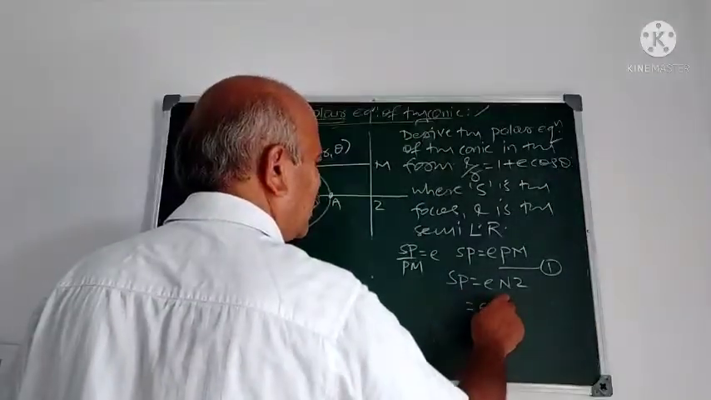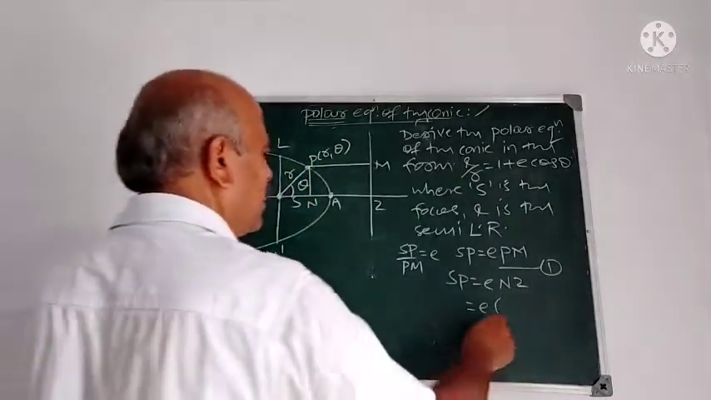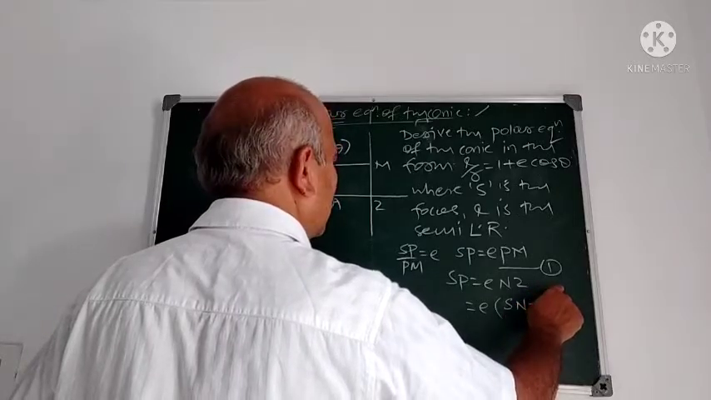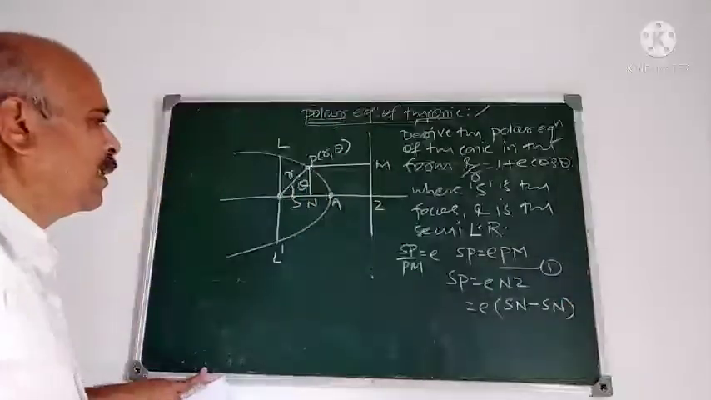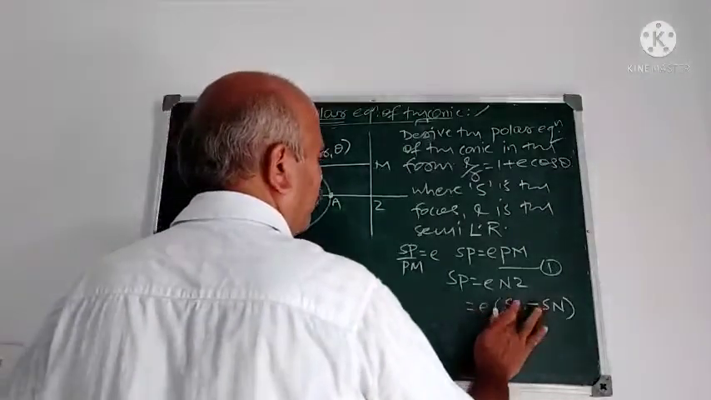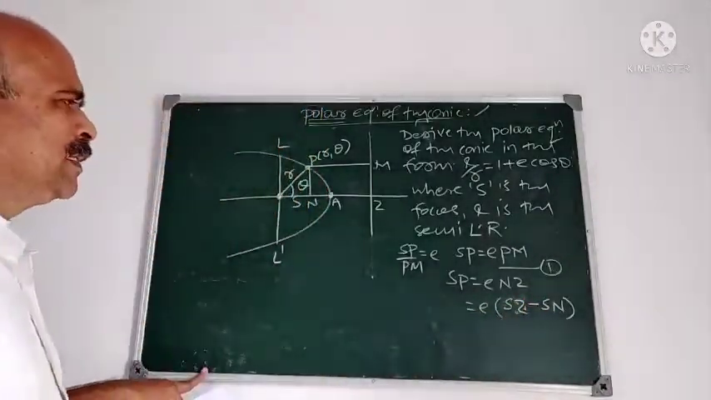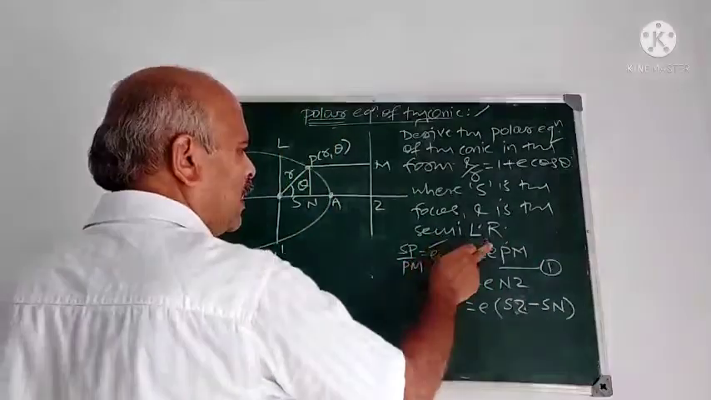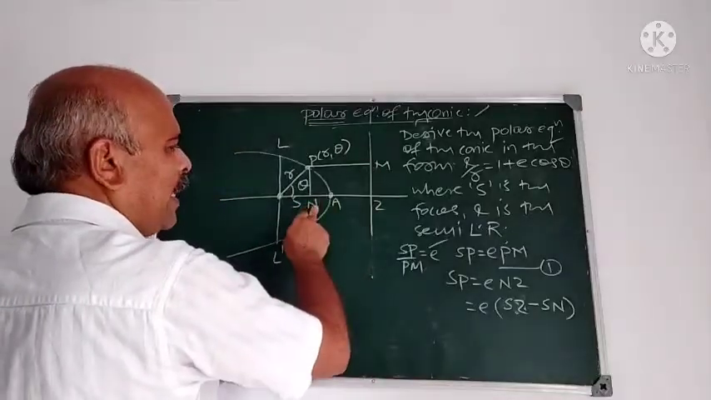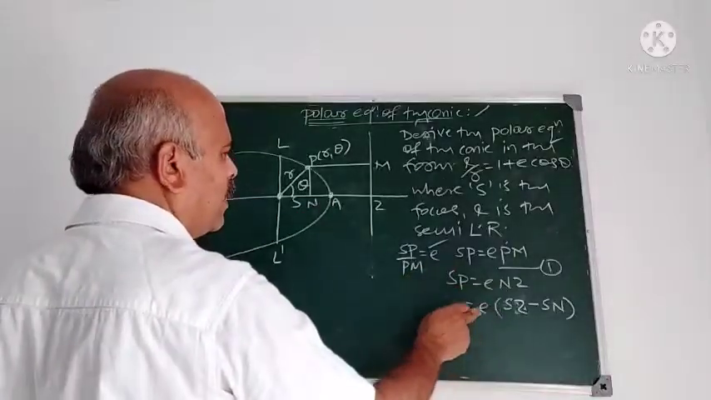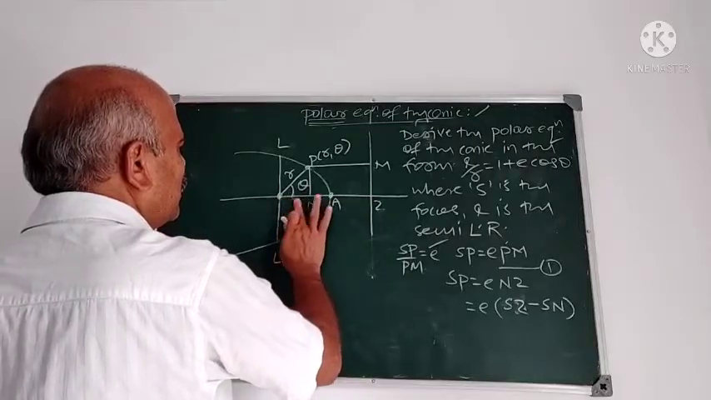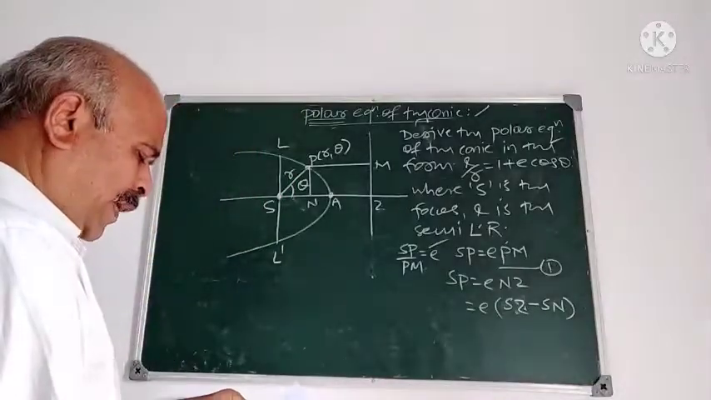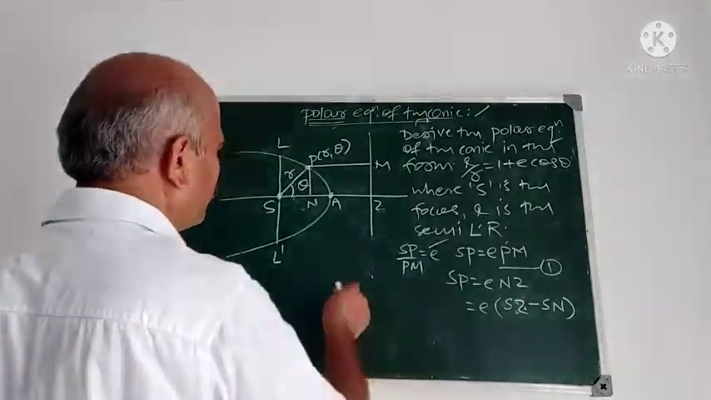And NZ can be written as SZ minus SN. Correct? I think this step you followed. SP by PM is E. By definition of that conic section, SP is E into PM. From the diagram, PM is the same as NZ, and NZ is the same as SZ minus SN. Now we find out what SZ and SN are.